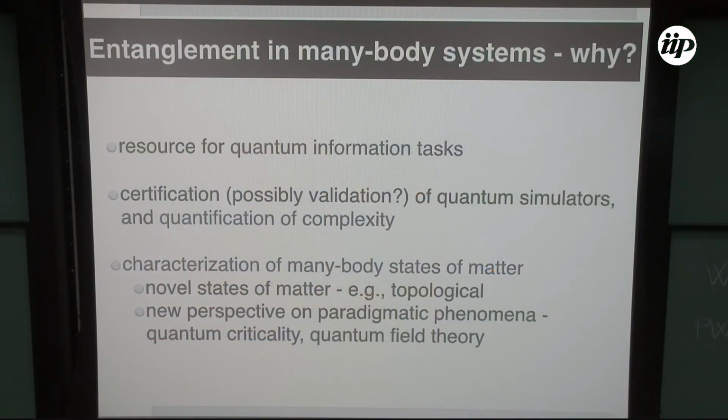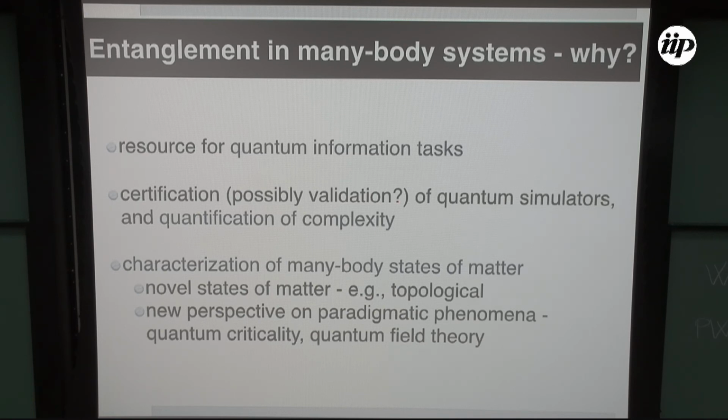So why are we interested at all in studying, either experimentally or theoretically, entanglement in many-body systems? I think, at least from my viewpoint, there are three reasons. The first one is that entanglement is a resource for quantum information tasks, like, for instance, quantum communication, and so on. So it would be nice if we can quantify or measure it in concrete experimental systems.